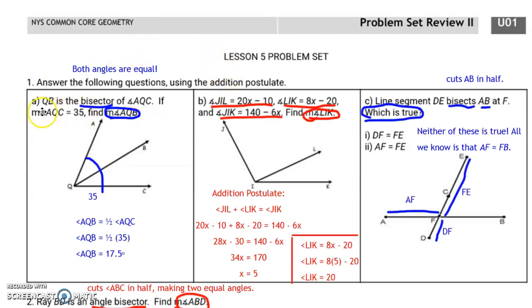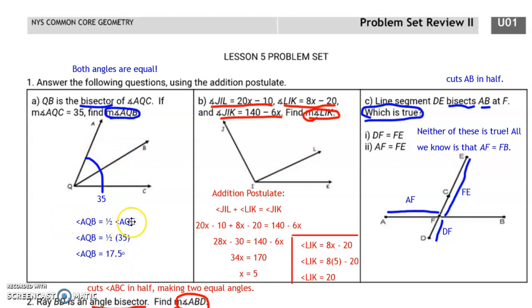Alright, here are the correct answers. Looking at Section A of problem number 1, QB is the bisector of AQC. A bisector means it cuts it in half. That means that these two parts of the angle are both equal to each other, and they're equal to half the whole angle. So if the whole angle here is 35 degrees, that means that each half of the angle is going to be 17.5.